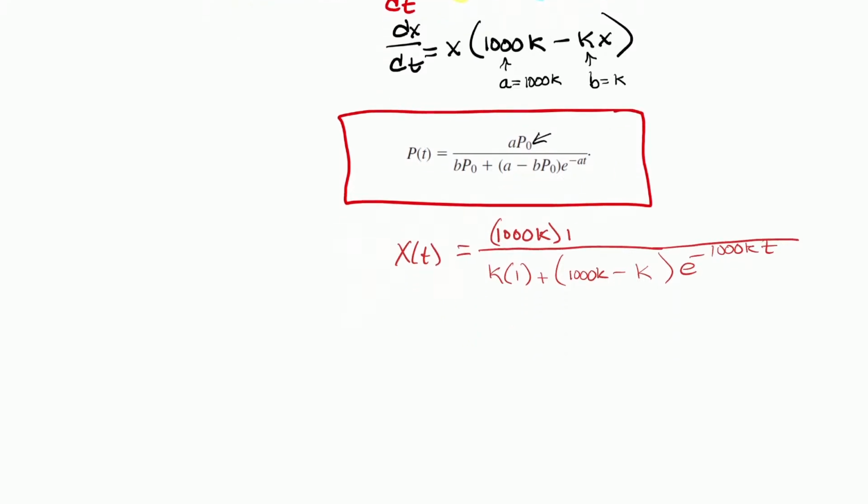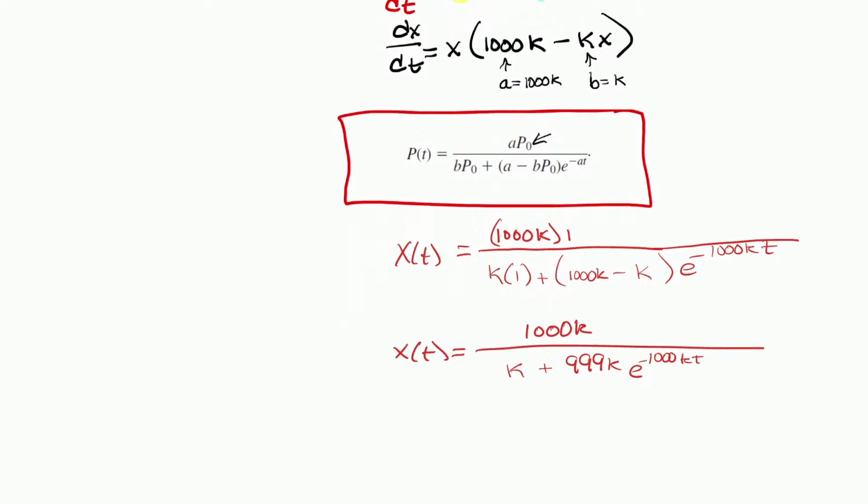Let me clean this up. 1000k on top. On the bottom, I guess I have k plus 999k e to the negative 1000kt. Does that look all right?